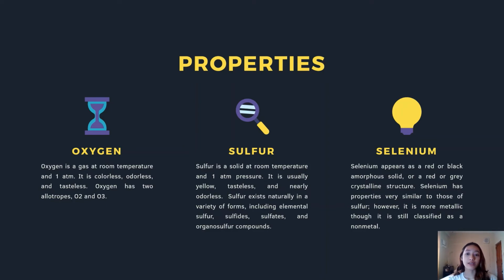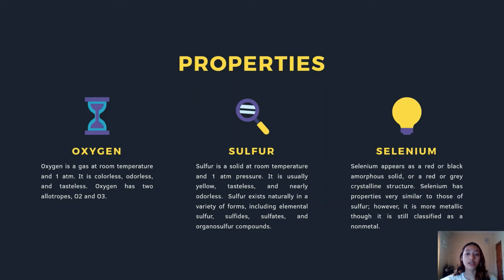Sulfur is a solid at room temperature and, just like oxygen, at 1 atmospheric pressure. Moreover, sulfur exists naturally in a variety of forms, including the known elemental sulfur, as sulfides, sulfates, and organosulfur compounds.